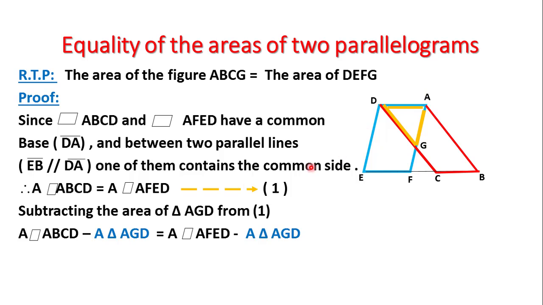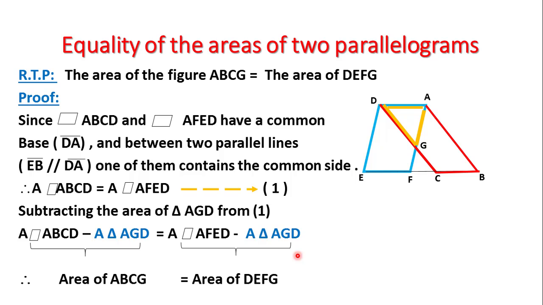Here in number 1, I subtract from here the area of the triangle AGD, and from here also the area of triangle AGD. Okay, the area of the parallelogram ABCD minus the area of the triangle AGD will be the area of the first figure ABCG. The area of the parallelogram AFED minus the area of the triangle AGD will be the area of the second figure DEFG. Okay, so this is what we want to prove.